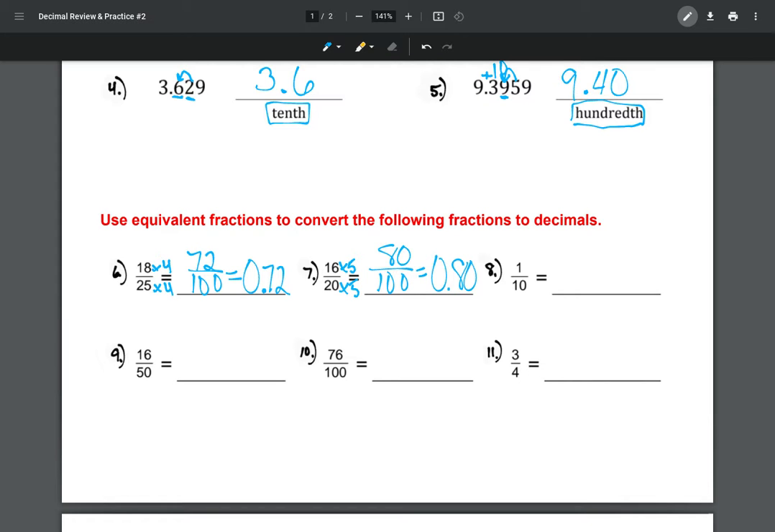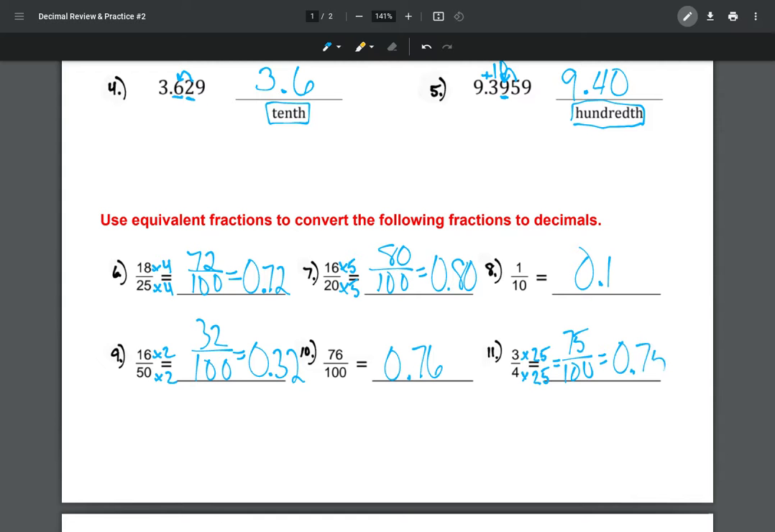1 tenth already has a 10 in the denominator, so we'll just write it as 1 tenth, 1 in the tenths place. Number 9 says 16 fiftieths. Well, we can multiply 50 times 2 and get 100. And 16 times 2 is 32. 32 hundredths looks like this. 76 hundredths already has 100 in the denominator, so we'll just write 76 hundredths. And 3/4 can be turned into a decimal by multiplying both parts, top and bottom, denominator and numerator, by 25. That would give us 75 hundredths, which we write as a decimal like this.